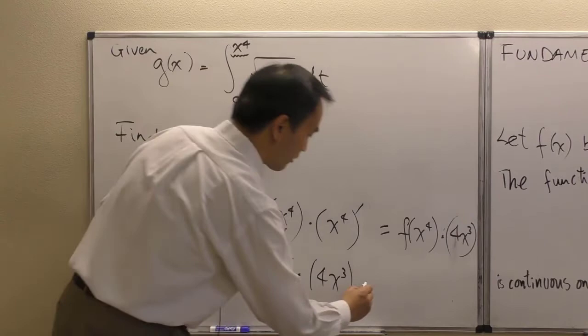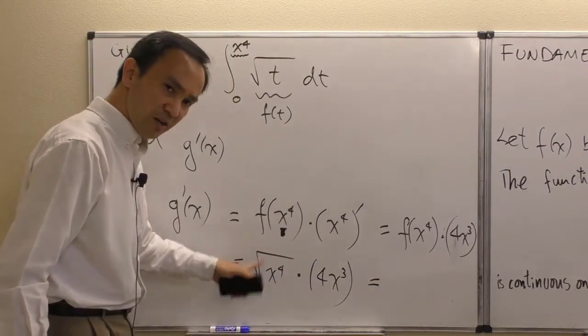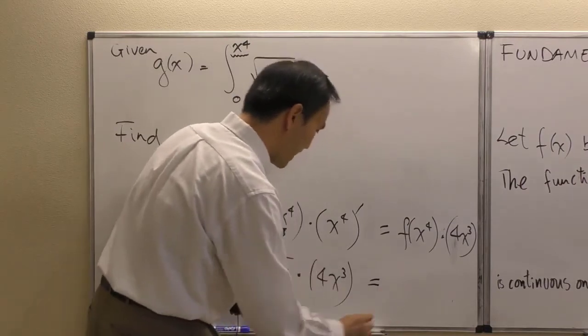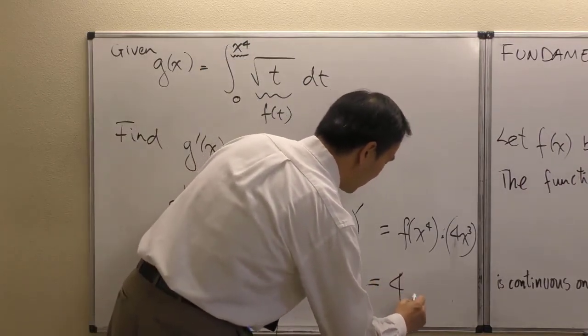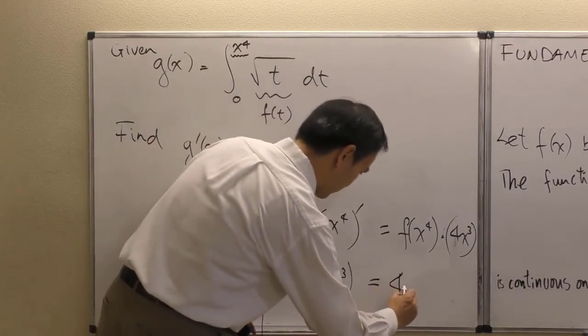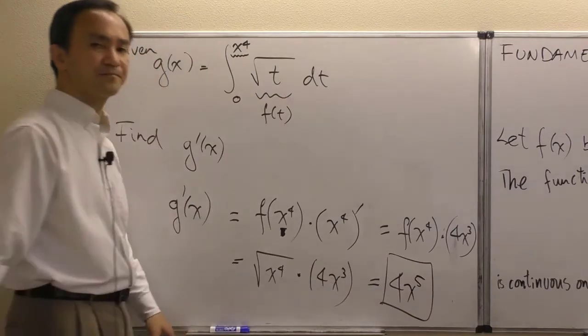Now our final function for this problem is: the square root of x to the fourth gives me an x squared, and x squared times x cubed gives a final function of 4 times x to the fifth power. That's how it's done right there.